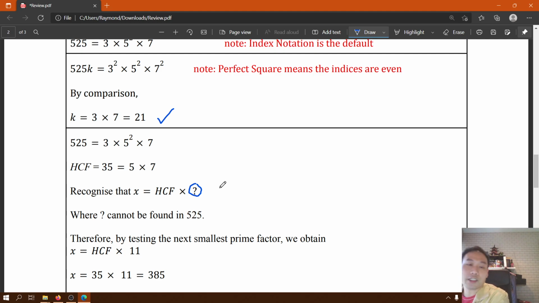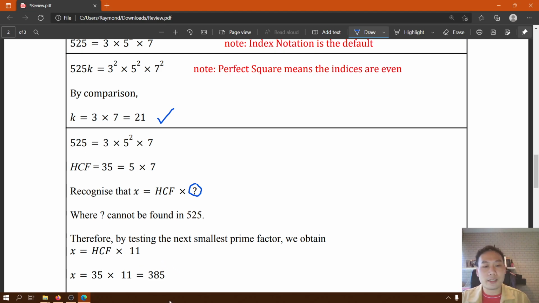In between 300 and 400. So we just test out some other prime factors that is not inside 525, and see whether it fits inside 300 to 400. And the next number that we test is a prime number. 11 is a prime number. We test it out. Hey, it works, right? 11 is not inside 525, and when we multiply it with the HCF, we get this nice number.